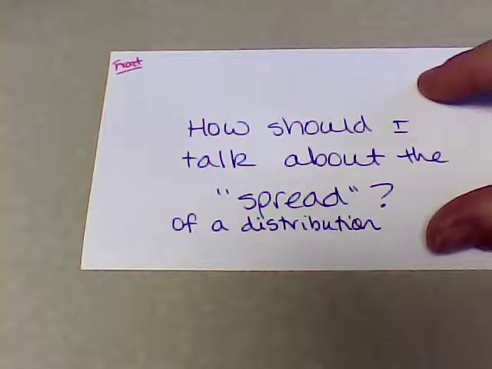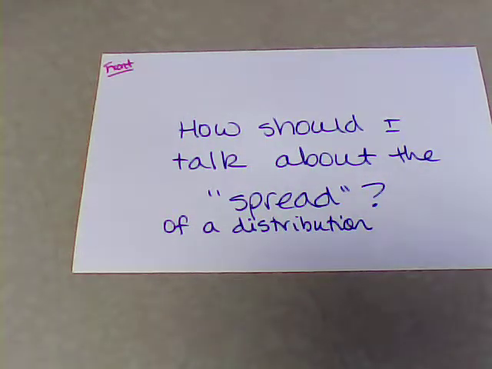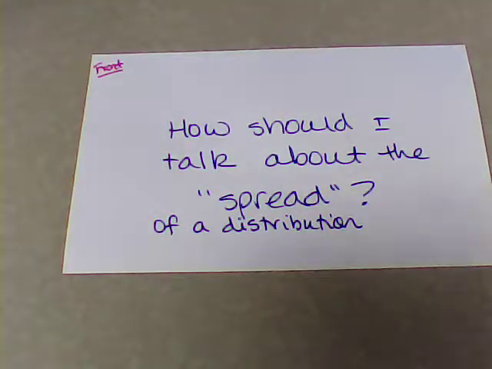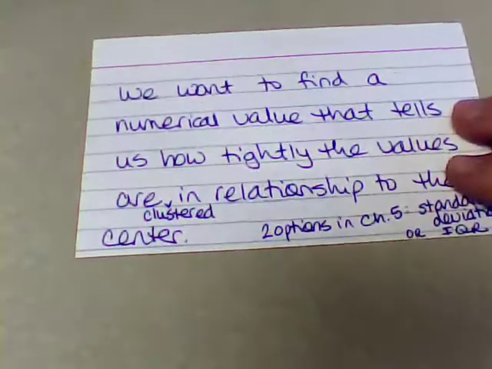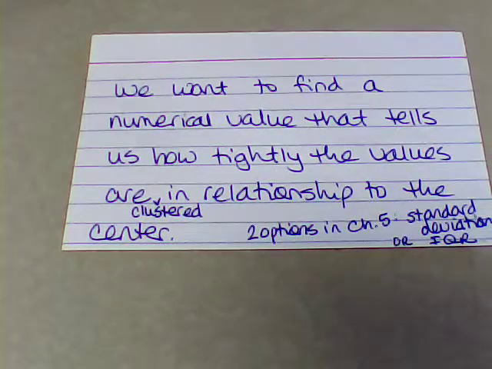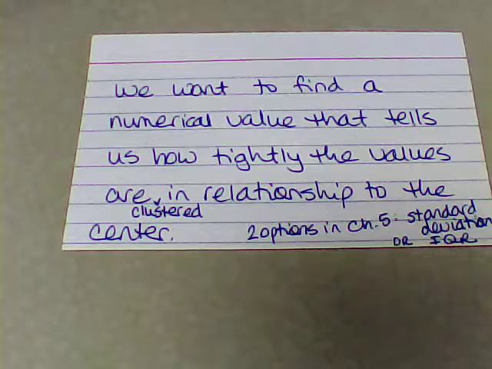Okay, so then after the center, we have spread. This is the last one in our SOCS acronym. So how should I talk about the spread of a distribution? And again, it'll be more numerical in Chapter 5. So in this case, we want to find a numerical value that tells us how tightly the values are clustered around the center or in relationship to the center.